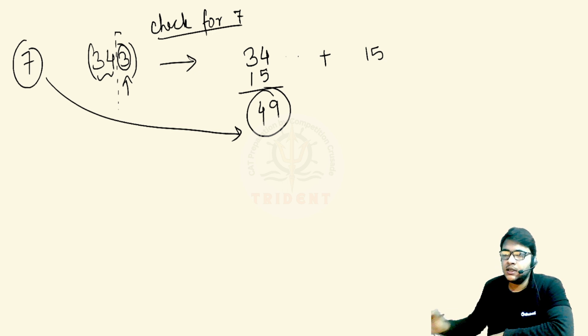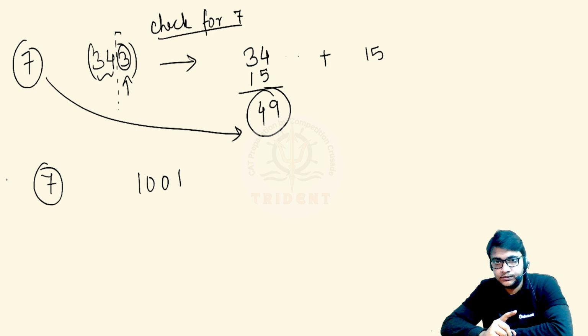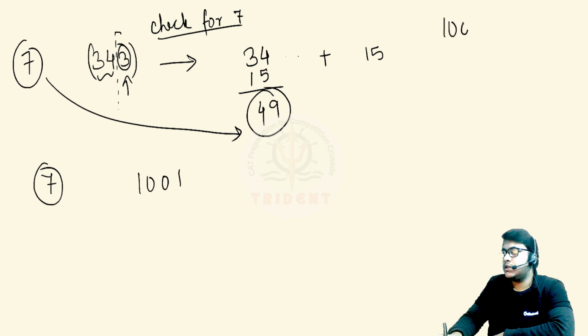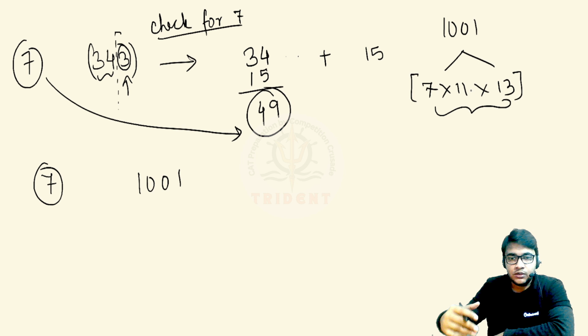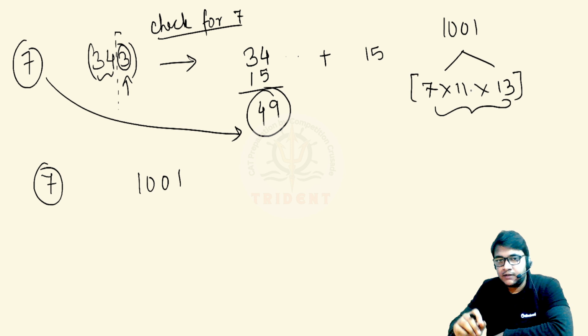Does this make sense? Now let's check one more number, 1001. Let's check this number for 7. For those of you who are aware of the concept of 1001, you should always know that 1001 is nothing but 7 into 11 into 13. Now this is a very interesting composite number that is designed by the product of the first couple of prime numbers, 7, 11 and 13.